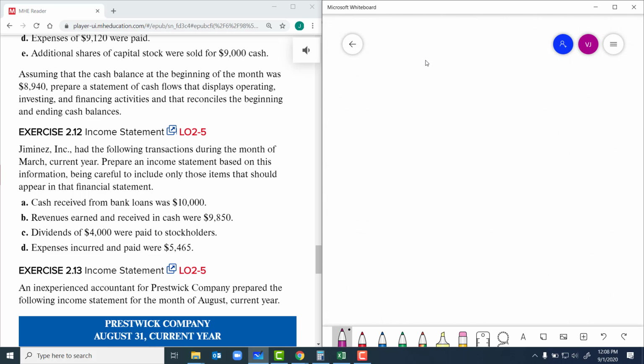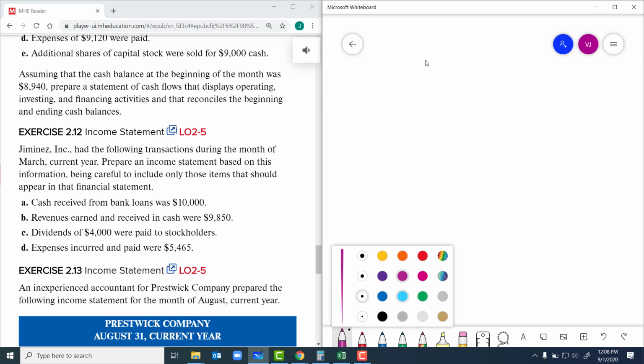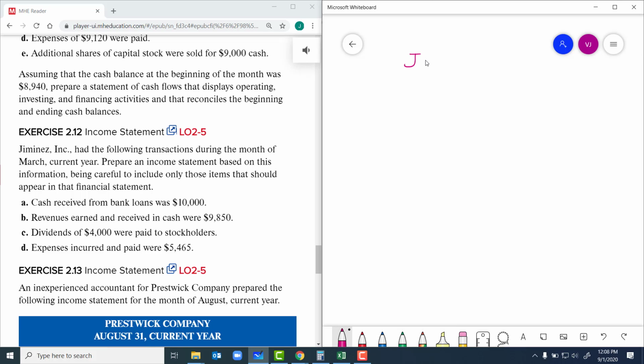We have, what color shall we do? Let's do this pinkish kind of color. So Jimenez Incorporated, then we have the title of the statement. And then it's for the month of March. So we'll do for the month ended March, and then whatever year it is, we'll put X's there.